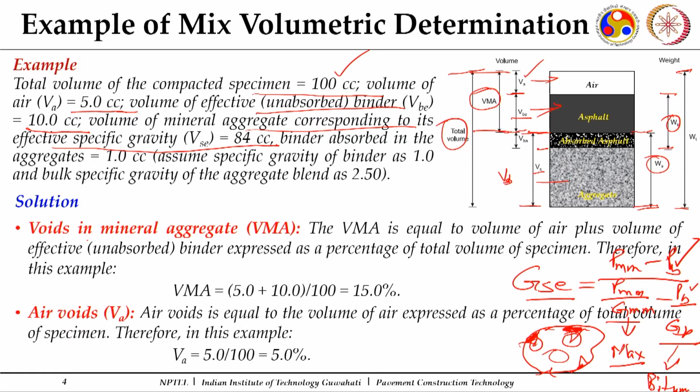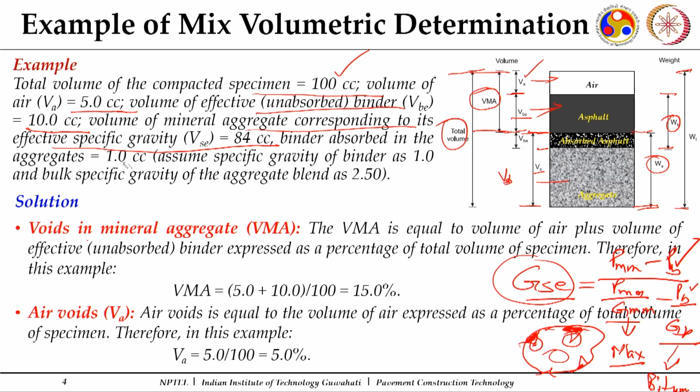So, if that is known, then we get this value of GSE. Corresponding to the weight of aggregates being known, you can work out the volume. The volume shown here includes the solid part plus the volume of voids which are not filled with the bitumen. This is mentioned here as 84 cc.